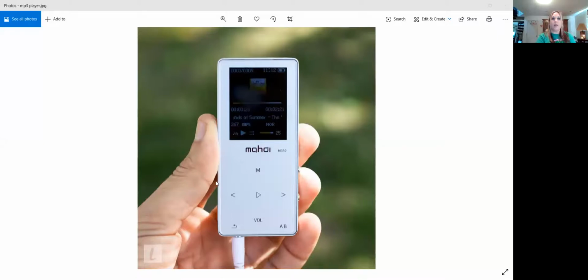So on Teams, am I still sharing my screen? Let's see. Were you able to see that? Here's the MP3 player. Okay, I'm sorry. I don't think you were able to see that. This is an MP3 player, and it holds music.